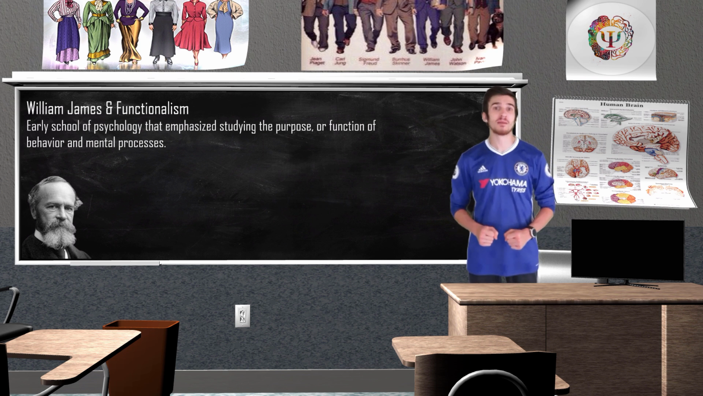Several of James' students became notable individuals in the field of psychology. G. Stanley Hall would be the first PhD recipient of psychology in the United States.